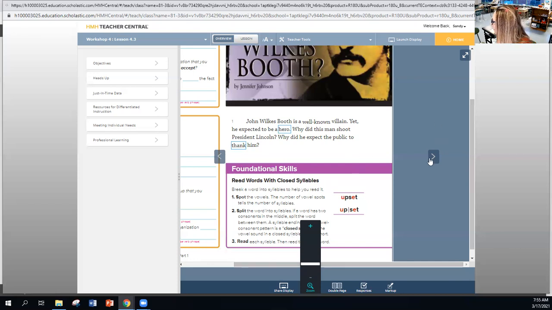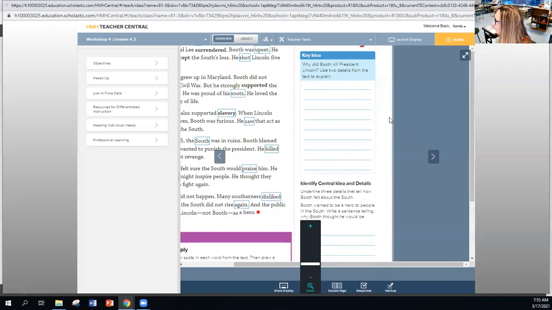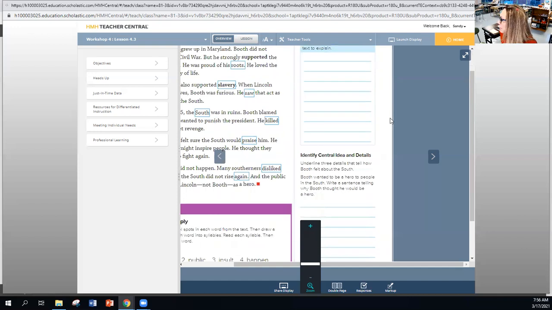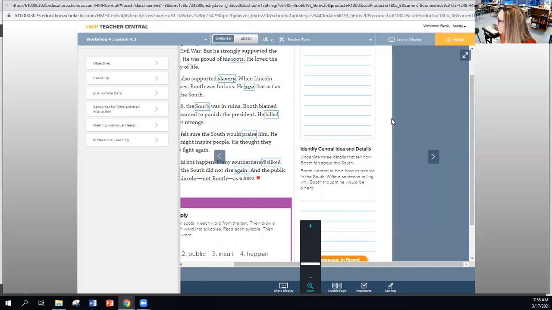Okay, so on the second page, you will fill in the key idea, those two questions. So the key idea, why did Booth kill President Lincoln? Please make sure you use two details from the text, direct quotes or paraphrasing. That is your choice or a combination. And then identify the central idea and details. So talk about why Booth wanted to be a hero and why he thought he would be a hero. Okay.